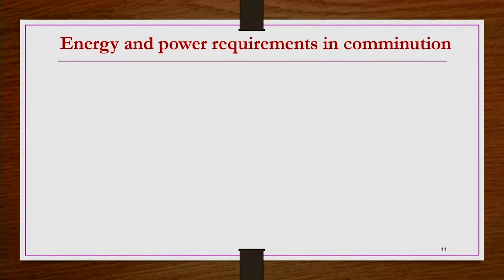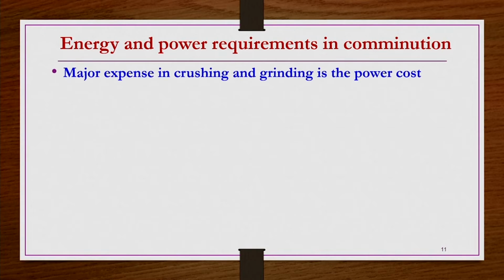Having seen the size reduction requirements and their general characteristics, now we see the energy requirements for a given size reduction operation. So, energy and power requirements in comminution. The major expense in crushing and grinding is the power cost. We have a variety of equipment. Let us say we have a ball mill. A ball mill is a kind of size reduction equipment. Details we will be studying later.